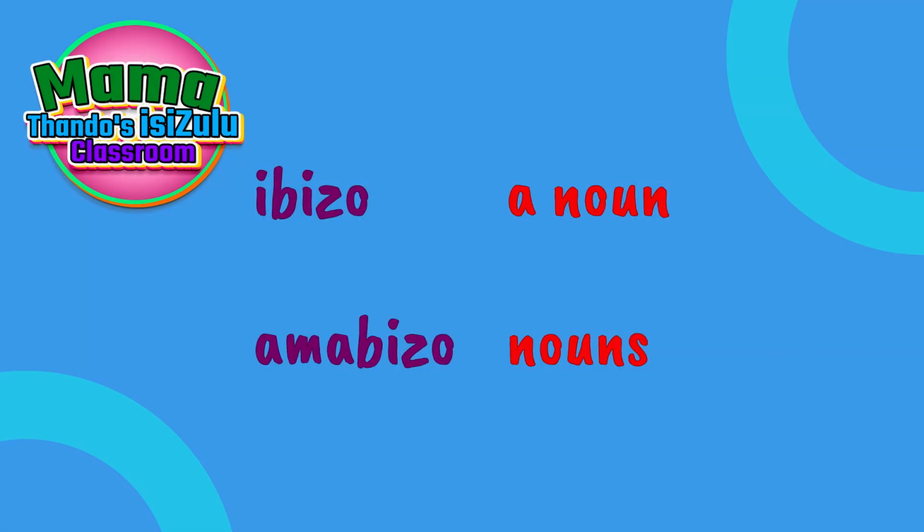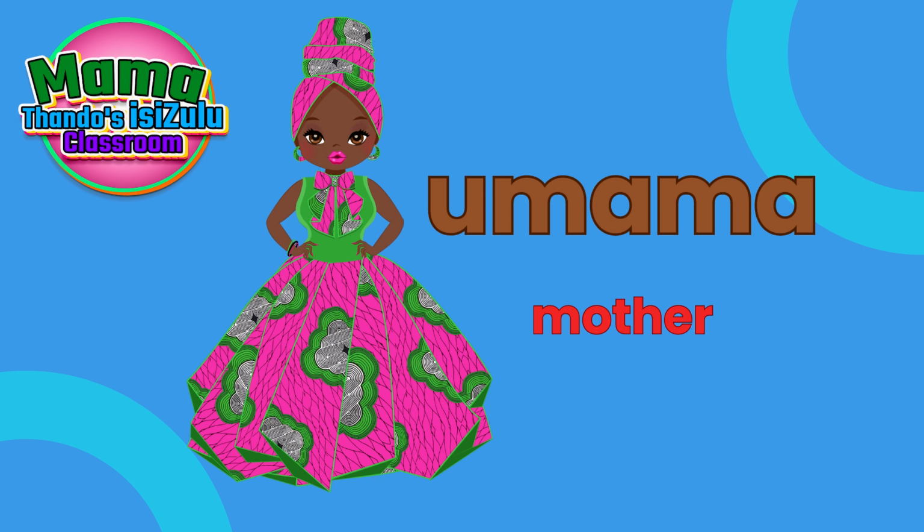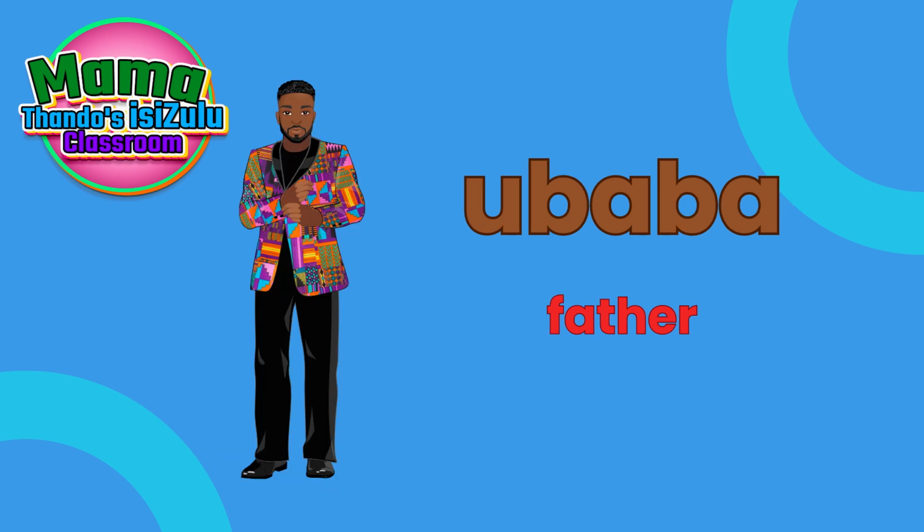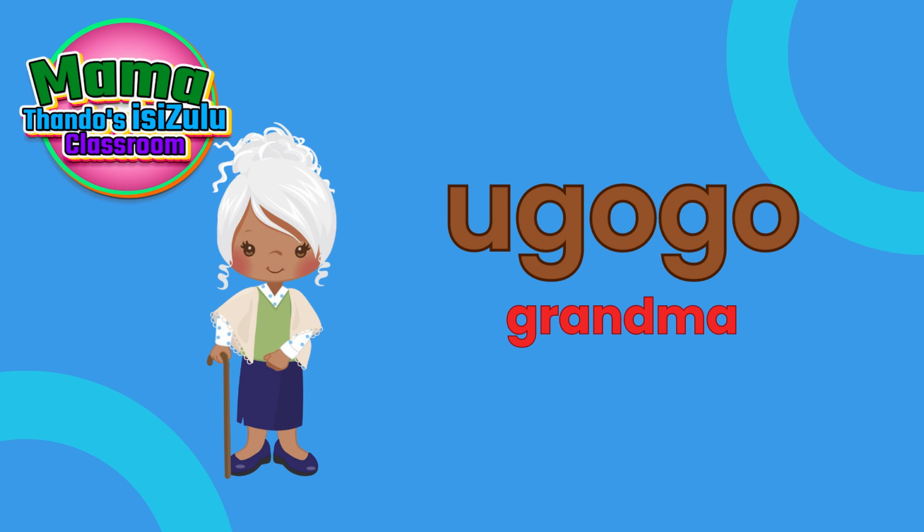As you learn these nouns, repeat the words after me. Try and copy me as much as you can. Now, let's get on with the vocabulary. Umama. Umama is a mother. Now you try. Ubaba. Ubaba is a father. Now you try. Ugogo. Ugogo is a grandmother. Now you try.